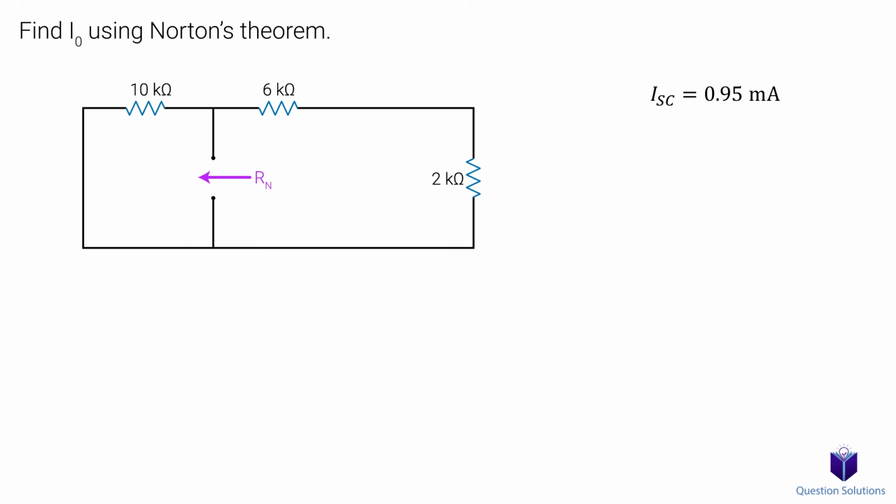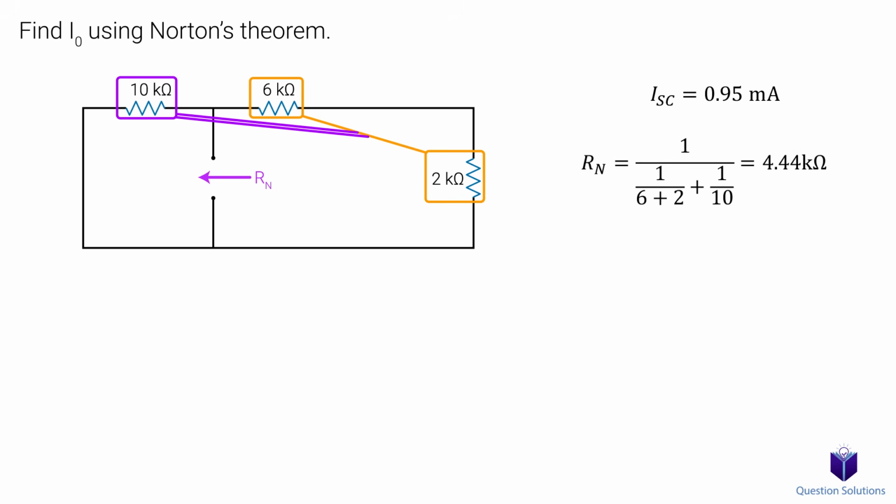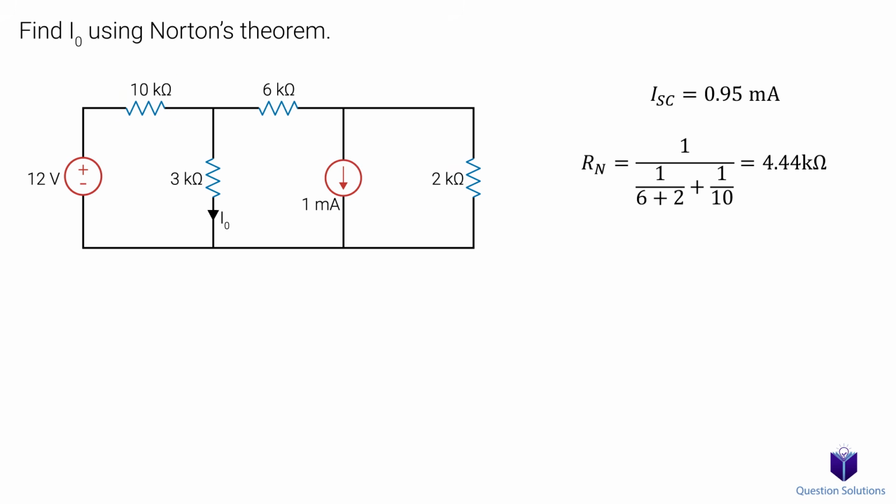So that means this section of the circuit is parallel to this section. But notice that this section has two resistors in series. So the two resistors are in series, and the combination of that is parallel to this 10k ohm resistor. So our Rn is 4.44 kiloohms. Now that we have both ISC and Rn, we can draw our Norton equivalent circuit.